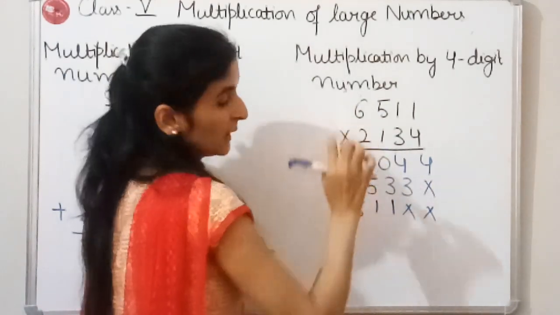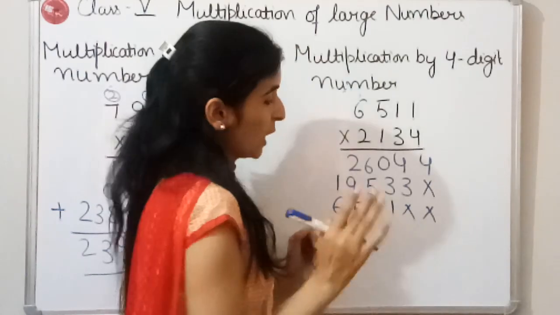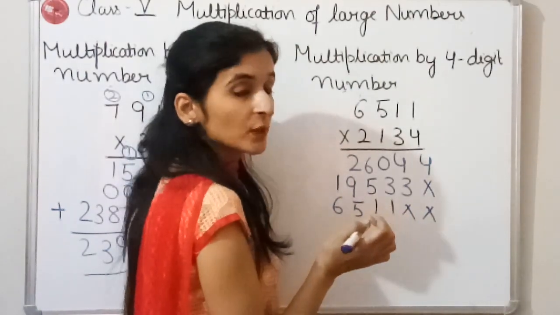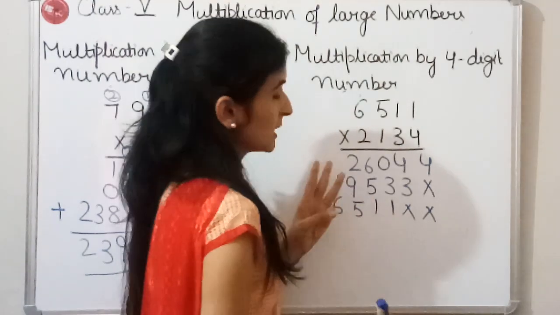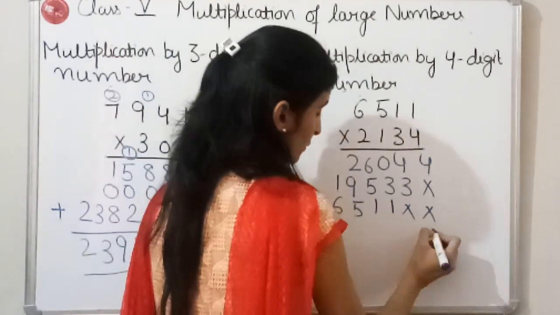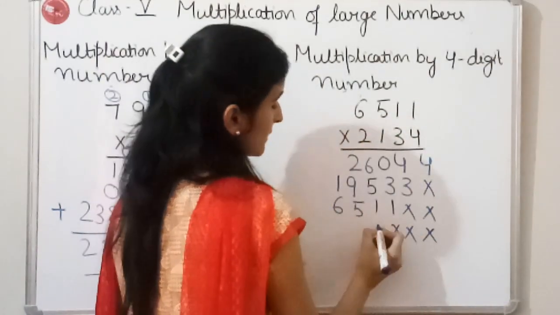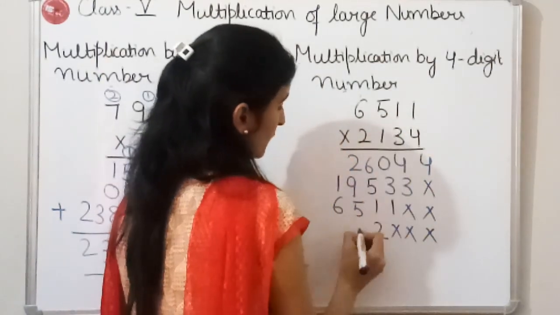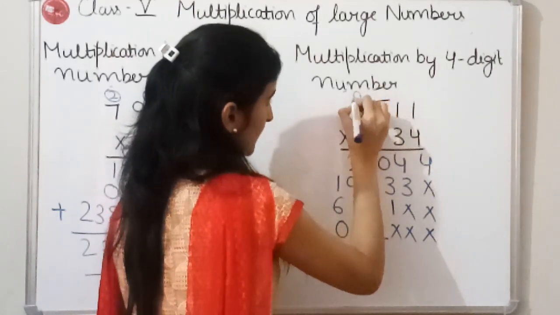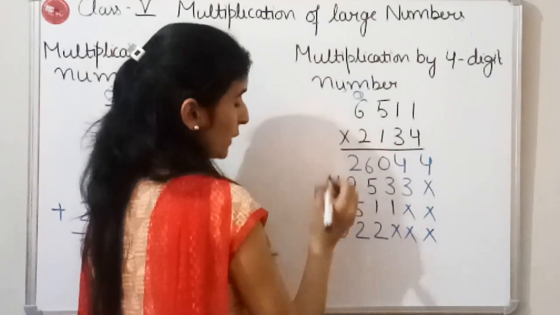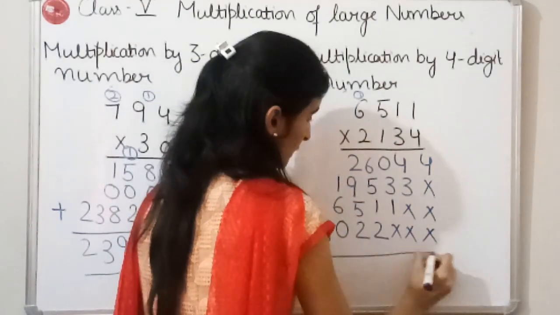Now we have to multiply by 2, but 2 is on thousands place. So how many zeros or how many crosses we are going to put here? We are going to put 3 crosses, because in thousands there are 3 zeros. 1, 2, 3. Now 2 ones are 2, again 2 ones are 2, 2 fives are 10, 1 carry, 2 sixes are 12, 12 plus 1 13. Now we have to add all these products.